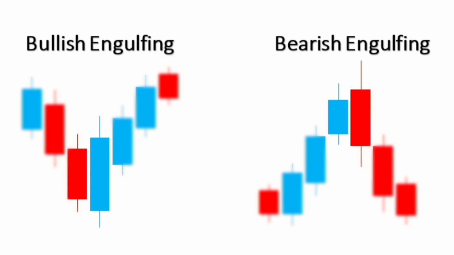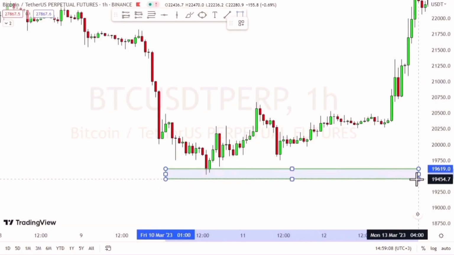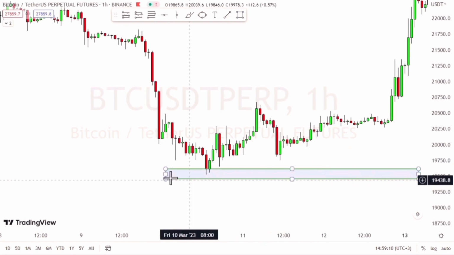This pattern consists of two candles as well, with the second candle completely engulfing the first. A bullish engulfing pattern indicates a bullish reversal, while a bearish engulfing pattern indicates a bearish reversal. Now let's go to the chart and make some examples. Let me draw this support level here.